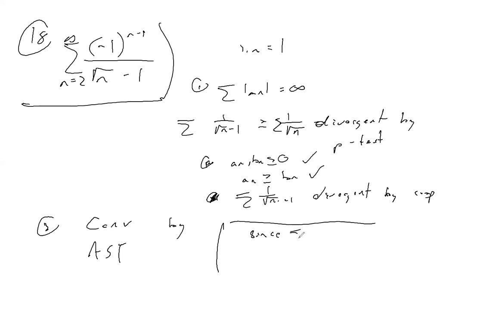And then to wrap up, I would say something like, since an is convergent, but absolute value of an divergent, the series is conditionally convergent.